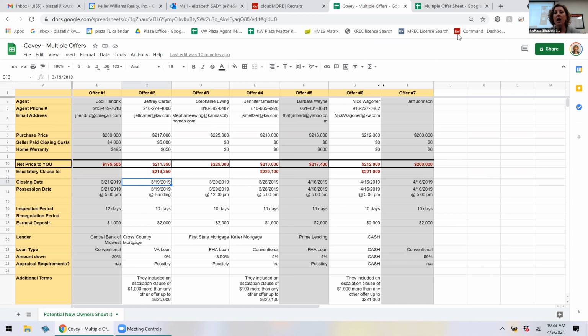Once I did that, I would then come into the spreadsheet with them and we would start to talk about the different offers. So let's say that we've collected all of the offers at 7 o'clock and we're going to make a decision.